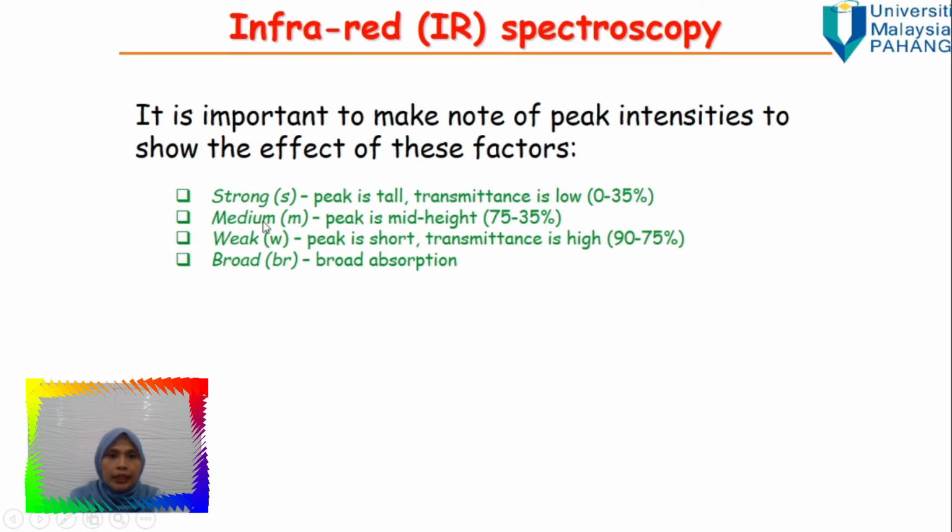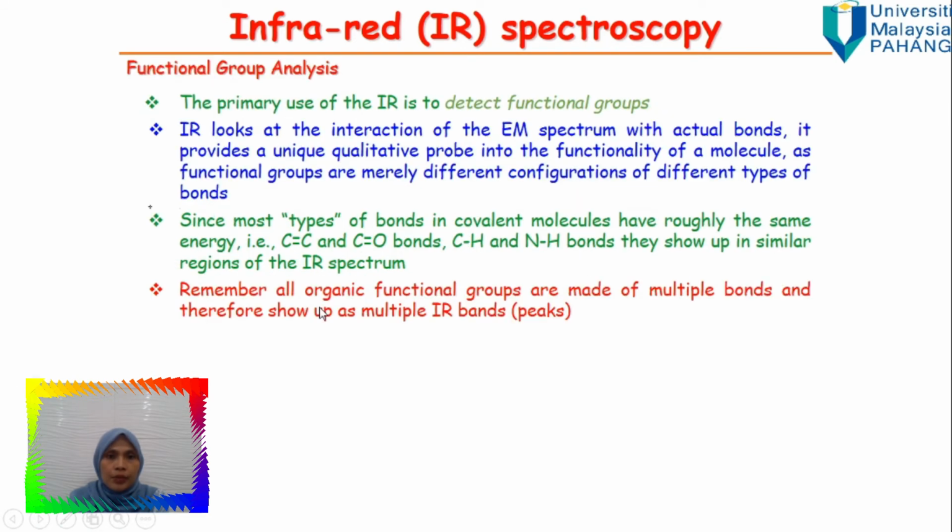A medium peak is medium height, and transmittance is between 75 and 35. Weak is short, with high transmittance, 90 to 70, and broad is broad absorption. Those are the terms we need to understand based on the intensity: broad, medium, and strong.